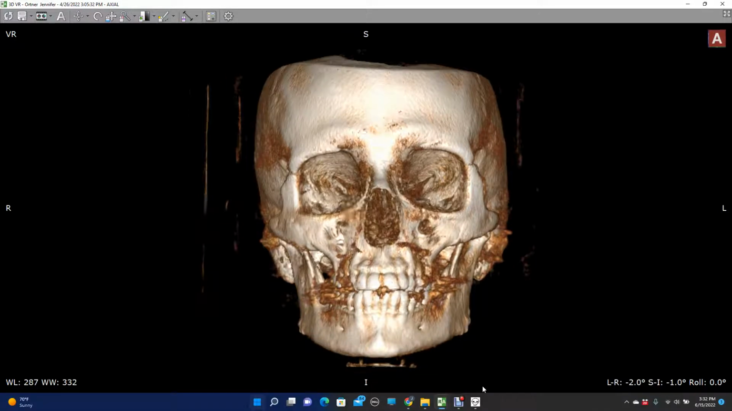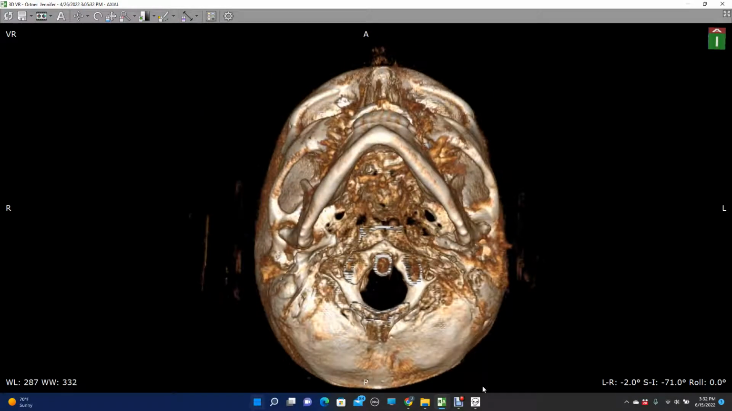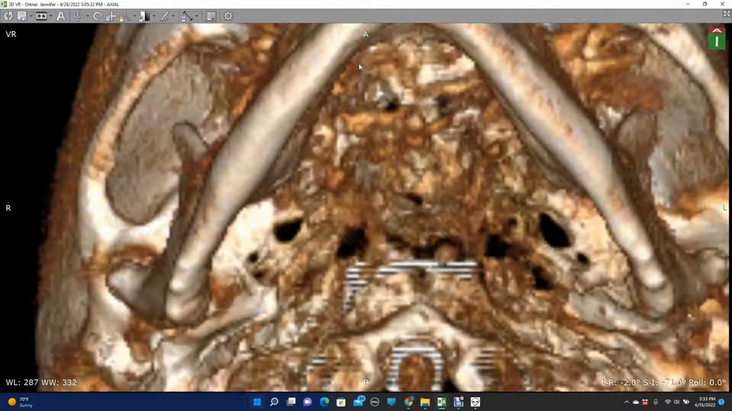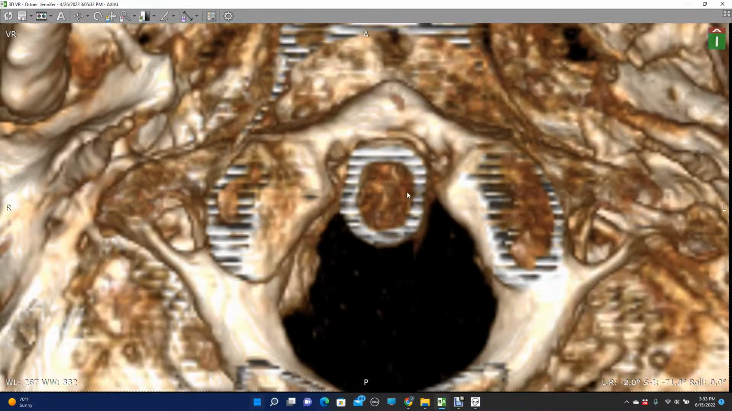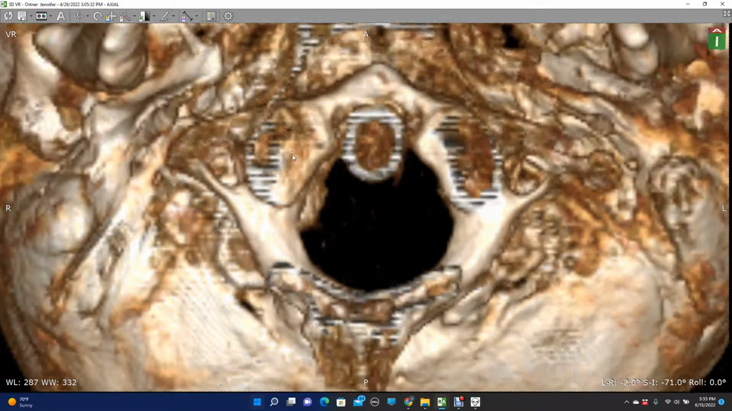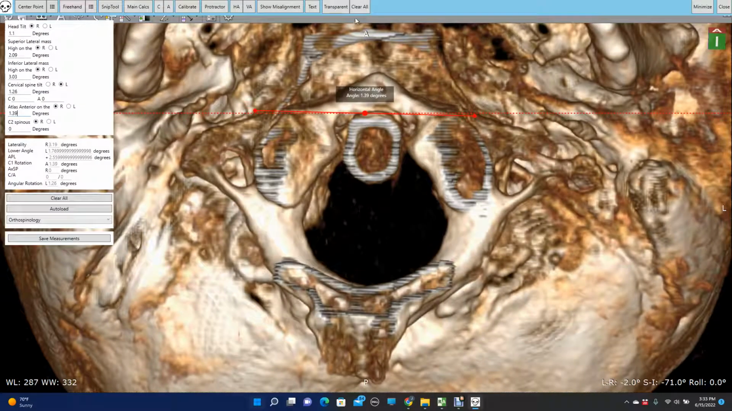If I take my image back straight to -2, where she's no longer rotated, and I hit the up key, I can see a straight I to S perspective of the dens and the spinous. So we will measure her C2 rotation in relation to the screen, which we know is unrotated. I'll use my center point tool over that dens. Drop a vertical angle tool right on the center of that dens and over the center of the C2 spinous.